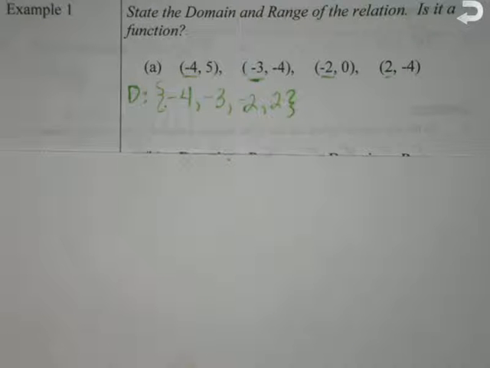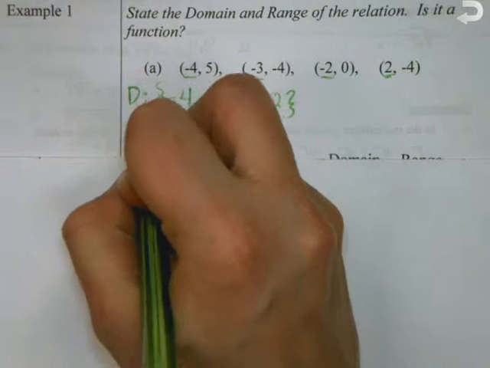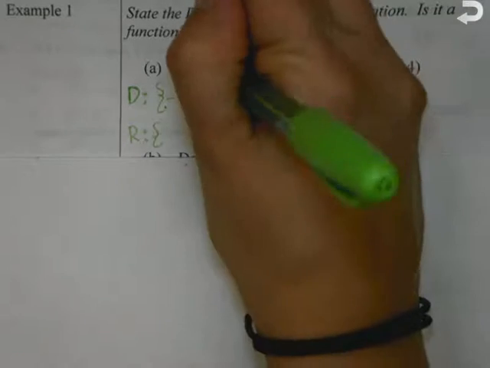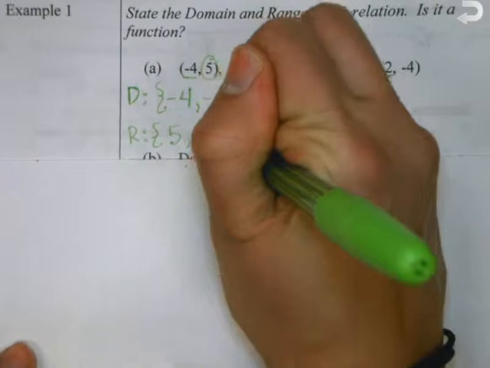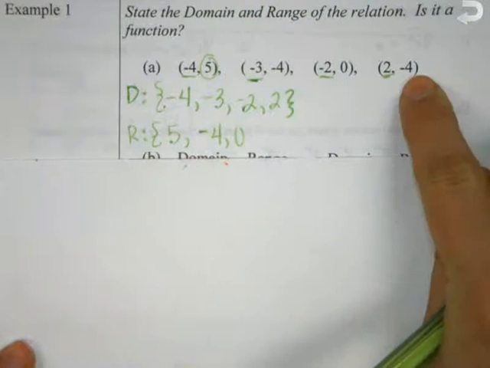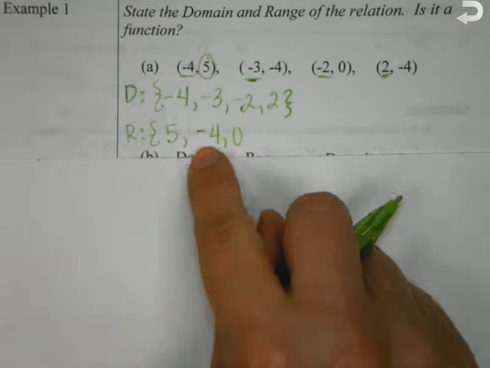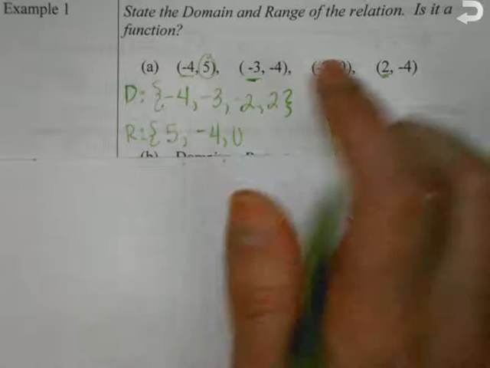Okay. So if my domain is just a list of the x values, what would be in my range? What would the first thing be? +5, -4, 0. And then -4 shows up twice. We do not have to list it twice. So after we've written -4 once, you don't have to write it again. So we have 5, -4, and 0, and that is all we need to write.